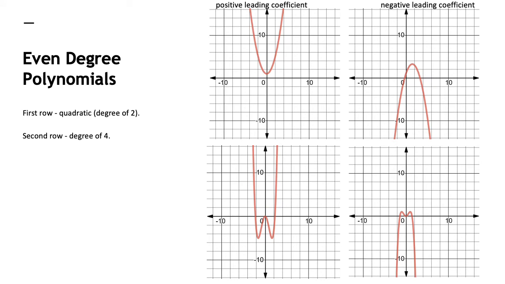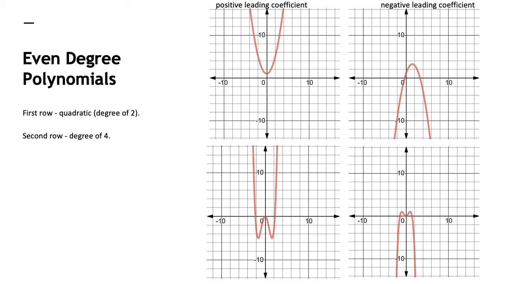First, let's look at some polynomials of even degree, specifically quadratics in the first row of pictures and polynomials with a degree of 4 in the second row with positive and negative leading coefficients. In all four of the graphs, for the period over which the graphs were drawn, the ends entered and exited in the same direction.